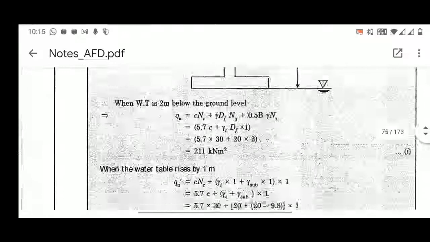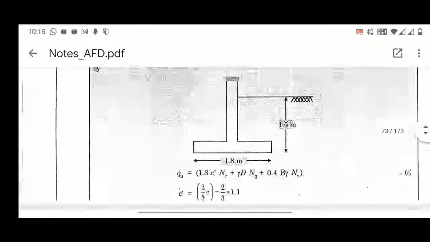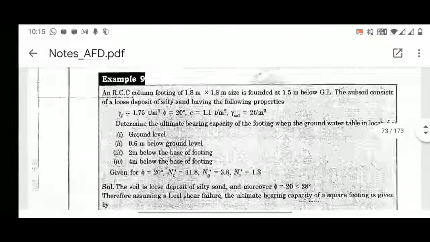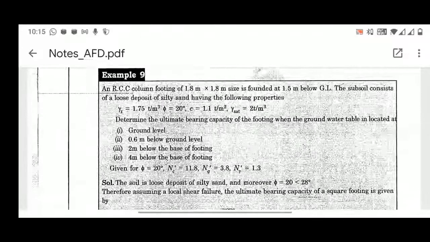So let me explain the first problem, and then the rest of the problems I request you all to do on your own. So: an RCC column footing of 1.8 meter by 1.8 meter size is founded at 1.5 meter below ground level. The subsoil consists of a loose deposit of silty sand having the following properties. So in the question it is stated that the size of the footing is given, and the location of the footing is also given. Now the soil properties are also provided to you, like gamma, phi, C and gamma saturated.